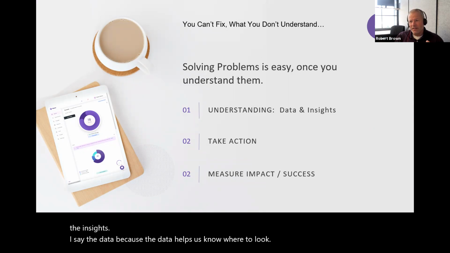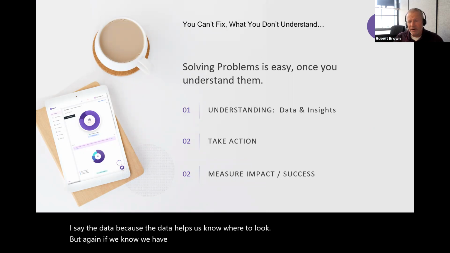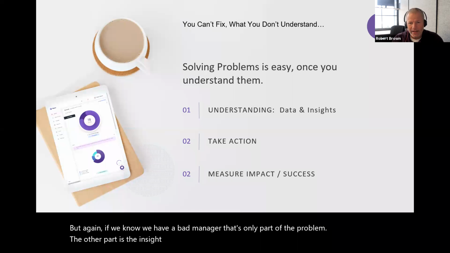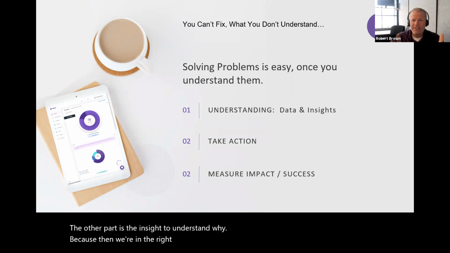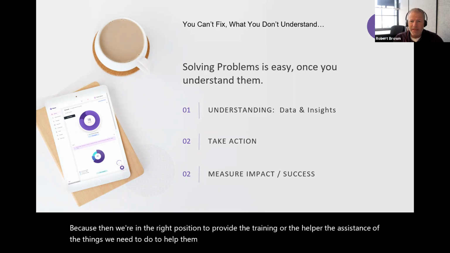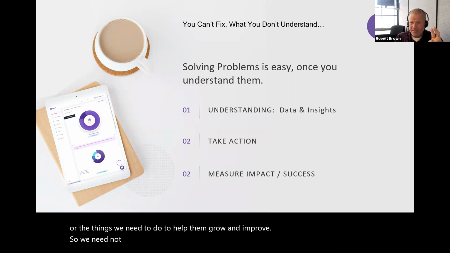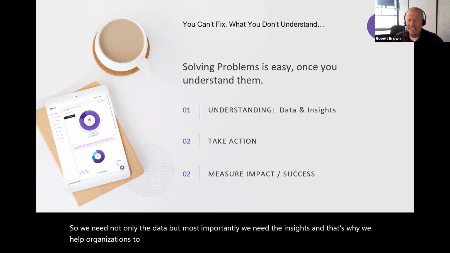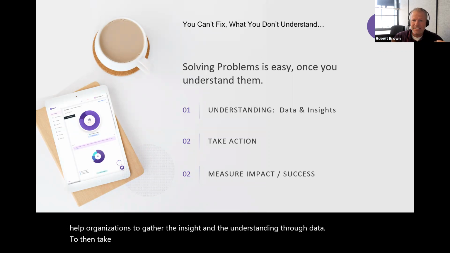But again, if we know we have a bad manager, that's only part of the problem. The other part is the insight to understand why. Because then we're in the right position to provide the training or the help or the assistance or the things we need to do to help them grow and improve. So we need not only the data, but most importantly, we need the insights. And that's why we help organizations to gather the insight and the understanding through data, to then take the appropriate actions to drive their actions and decision making.